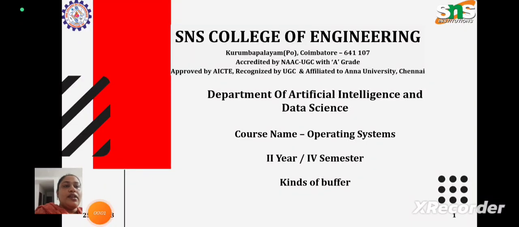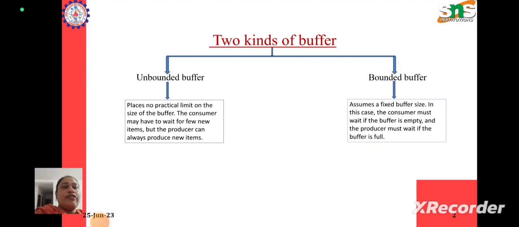We are going to see about the different kinds of buffer. There are two kinds of buffer. One is the unbounded buffer and next we are going to see about the bounded buffer. How they differ from each other is, the unbounded buffer places no practical limit on the size of the buffer. The consumer may have to wait for new items, but the producer can always produce new items.